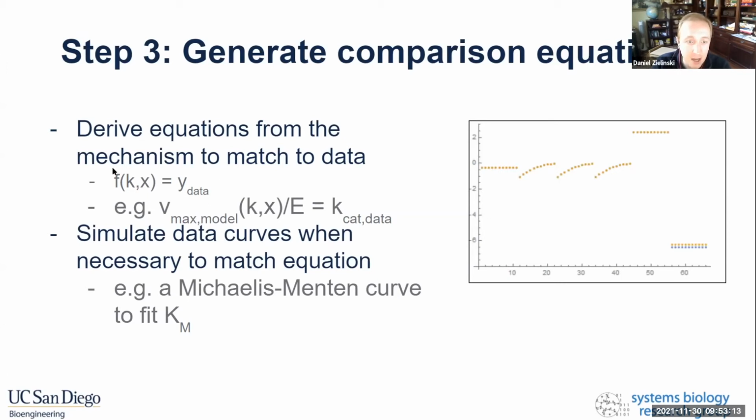So we find some kind of function that is a function of our rate constants, our microscopic rate constants, that approximates our data. So this could be a Km, a Kcat, or something. For example, we know that the Kcat of our data is the Vmax over E. So as long as we have an expression for Vmax, which we can derive from our rate law, that's a function of Kcat. We're now relating our microscopic Kcat to our microscopic K to our macroscopic Kcat.